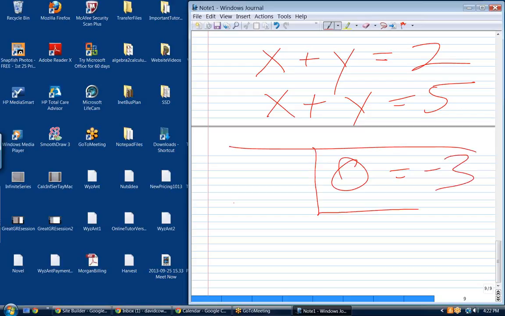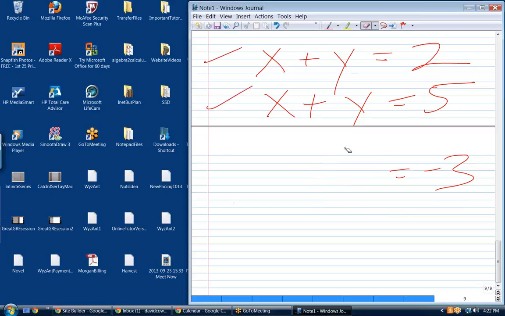Well, that tells us that these 2 equations do not have a solution. There is no set of values, x and y, such that that would be true and that would be true at the same time. Impossible. Okay? So I think that covers the situation you were talking about.